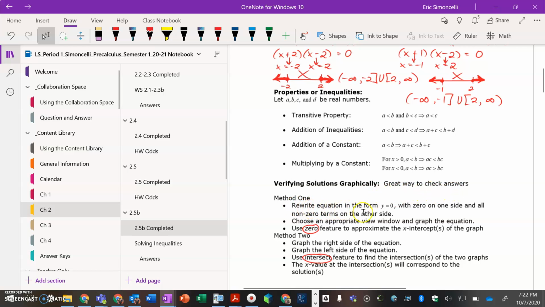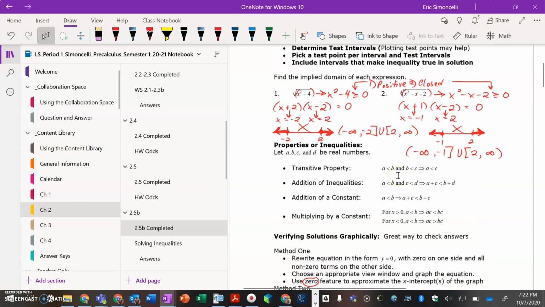Method 1 is to rewrite it in the form of y equals 0, with 0 on one side and all non-zero terms on the other. Choose an appropriate view window and graph the quadratic, or equation for that matter. Could be any function. Maybe I'll use the last example to highlight this in a moment. Use the zero feature to approximate the x-intercepts. And then method 2 is to graph the right side, graph the left side, y1, y2 there. Use the intersect feature, and then from there the x value of the intersection will correspond to the solution or solutions.